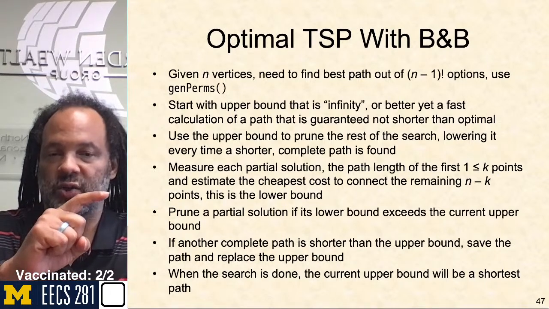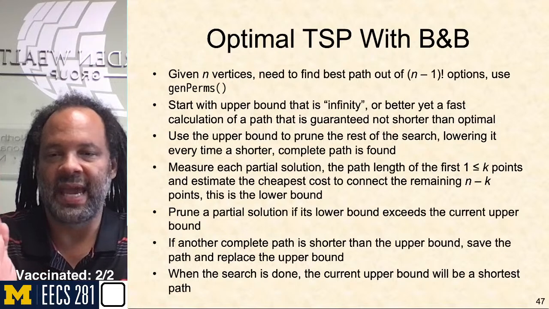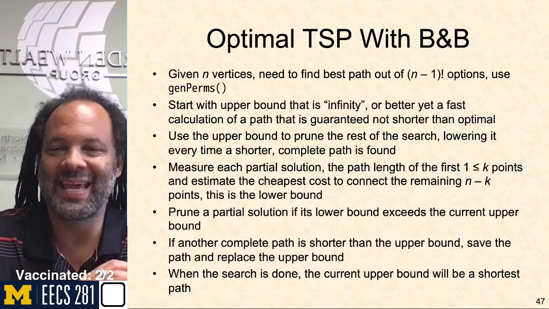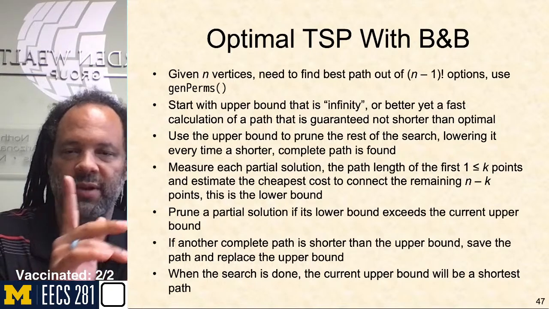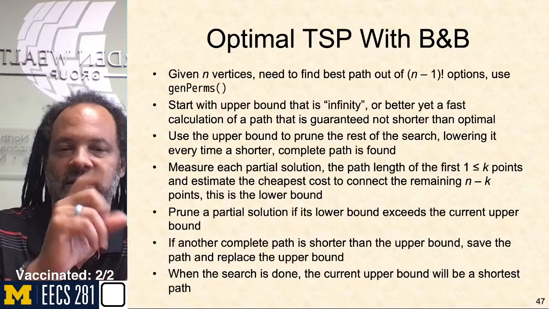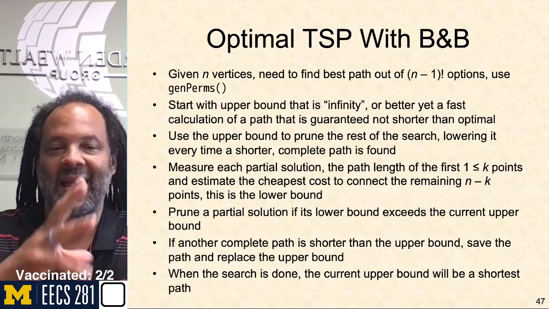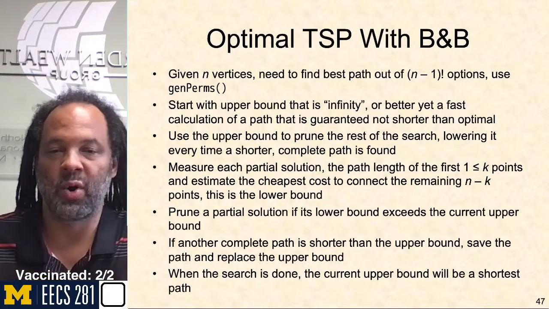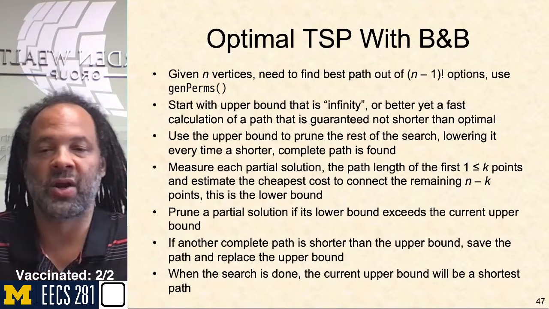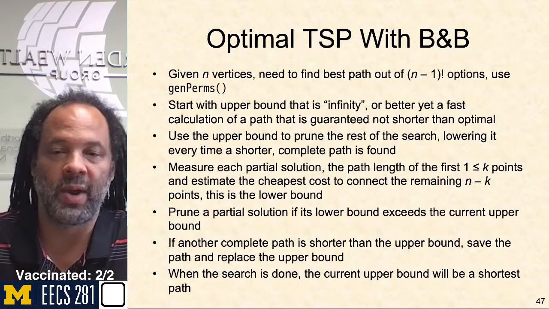We measure each partial solution. That's from the beginning of the path up to the perm length index: 0, 1, 2, 3, 4 when I've got a perm length of 5. I measure that partial solution, and then I estimate the remaining and say this is my lower bound. If the partial solution and its lower bound exceeds my current upper bound, snip, it's gone away.